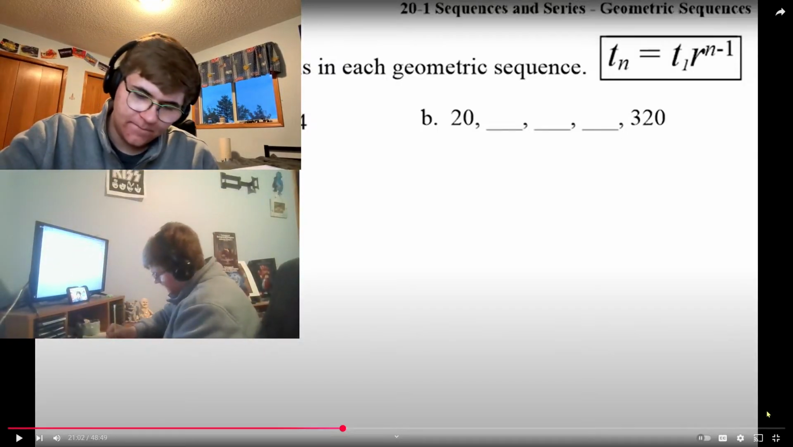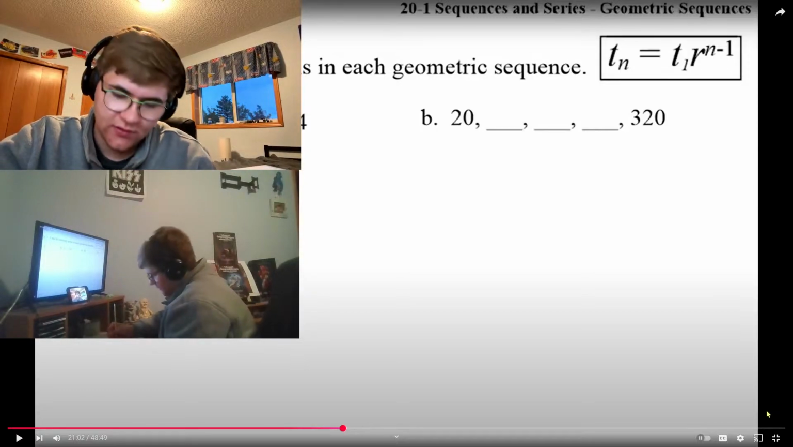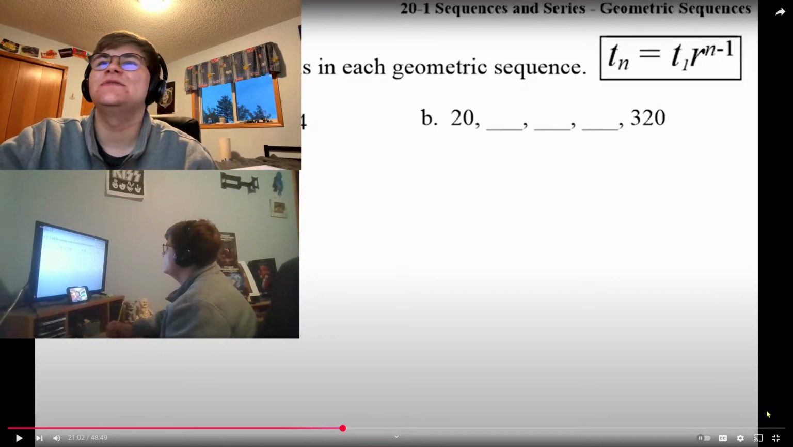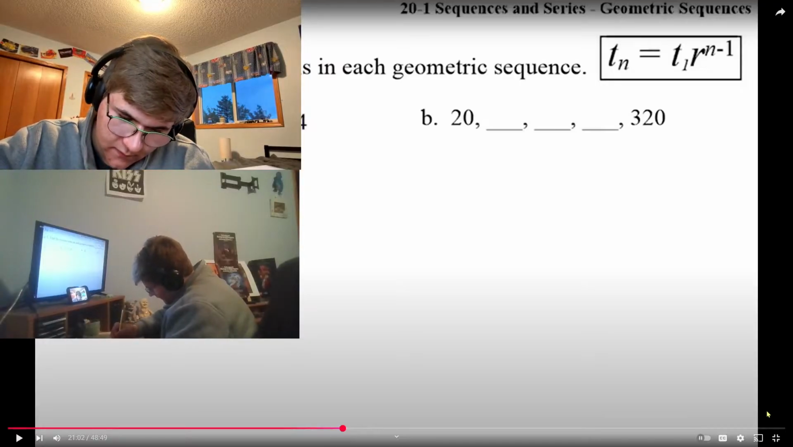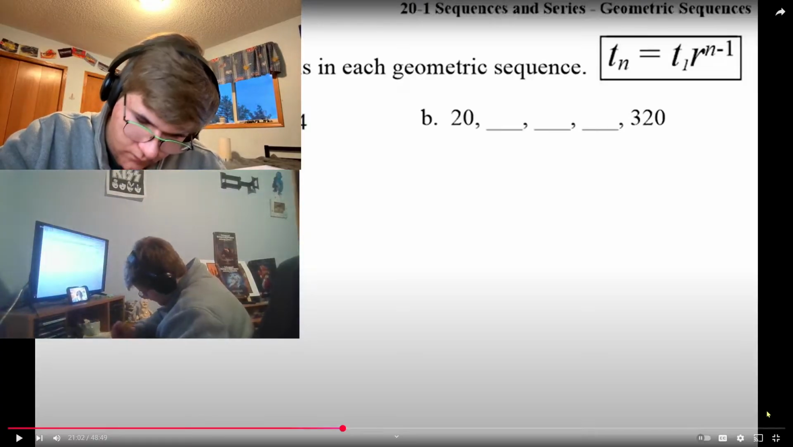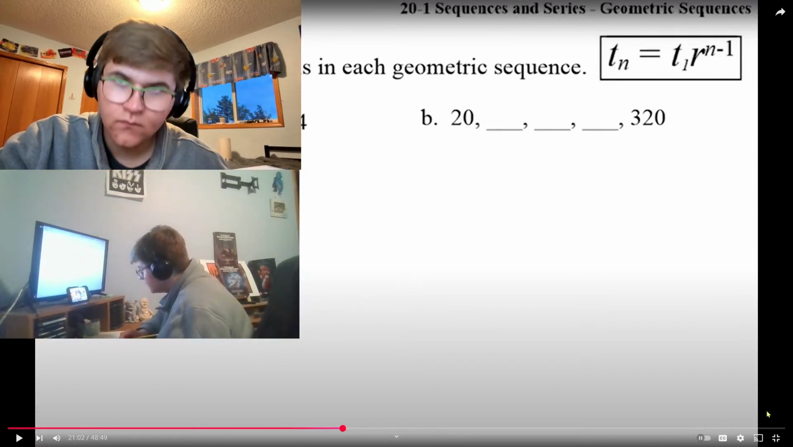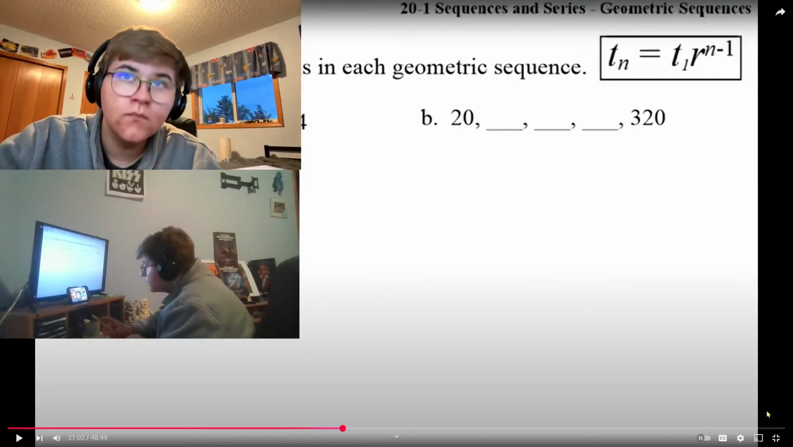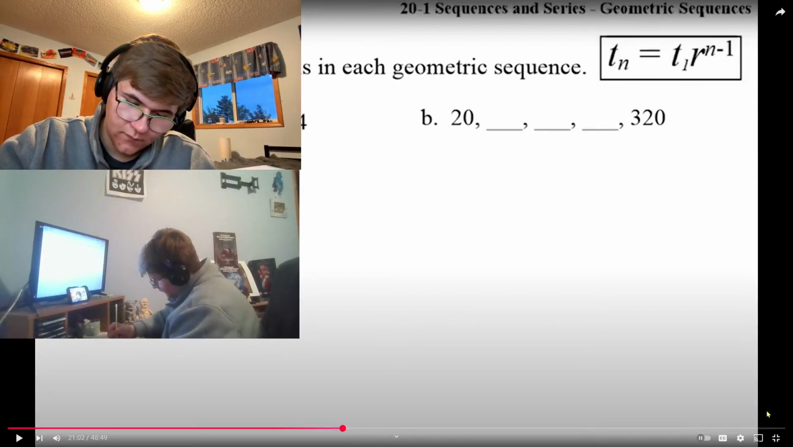Find the missing terms. Oh my god. Geometric sequences, I swear to god, geometric series are gonna kill me. But at least you kinda just gotta do what you gotta do. Okay. Okay, good. I'm gonna make this the fake T1.